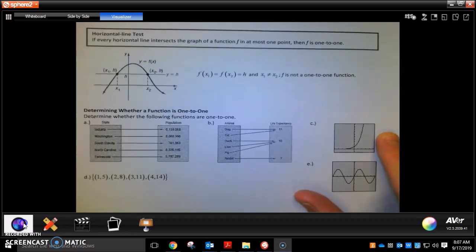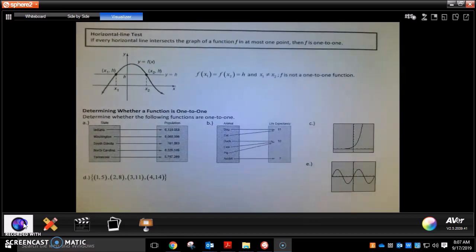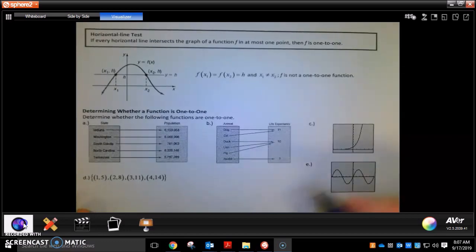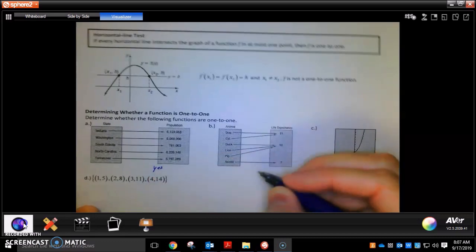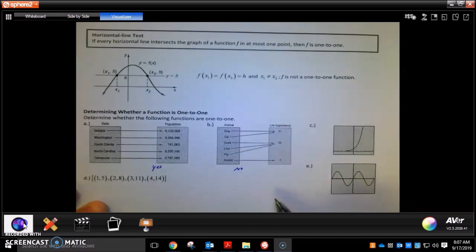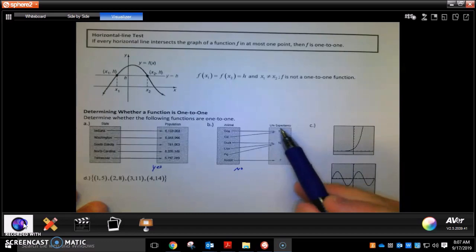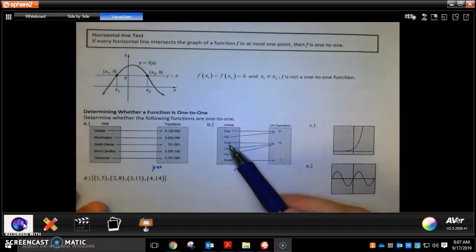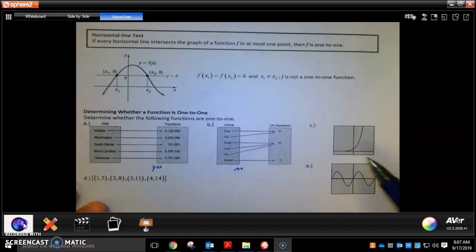Looking at a mapping, it's pretty obvious if something's one-to-one. So this mapping right here, this would be a one-to-one function. Every state gets matched with a population over here. So that's one-to-one. This is not a one-to-one function. Still a function, it's just not a one-to-one function. So yes, this is, no, this is not. Okay, dogs and cats have similar life expectancy. Apparently ducks, lions, and pigs do as well. So anyway, this is not a one-to-one function.